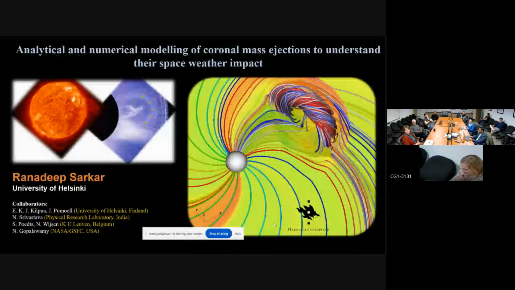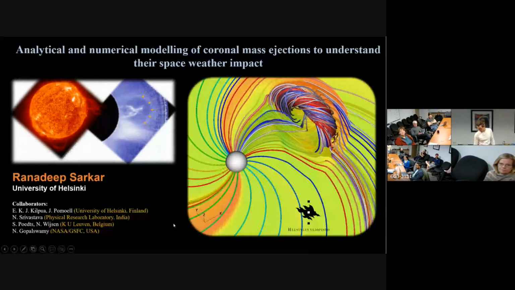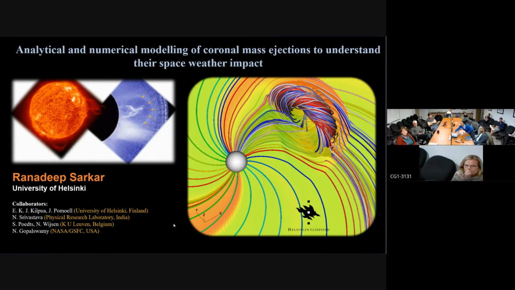So, Ranadip will be speaking on analytical and numerical modeling of coronal mass ejections to understand their space weather impact. Thank you, Moshmi, for your kind introduction. Thank you for giving me this opportunity to share my research work in this platform. So today I'll be talking about the analytical and numerical modeling of CMEs to understand their space weather impact.